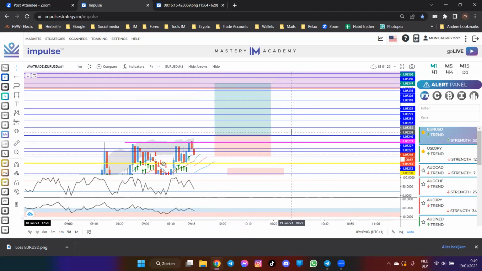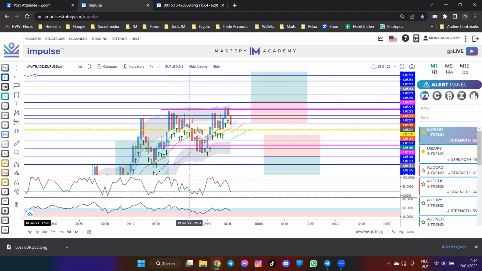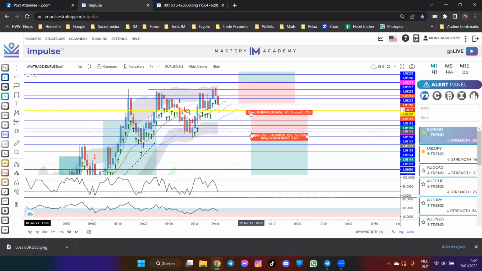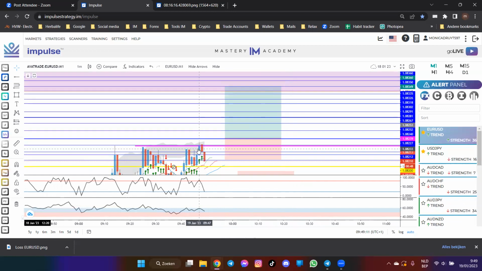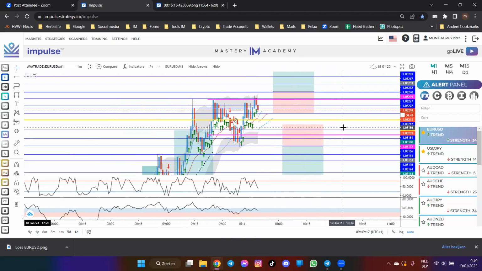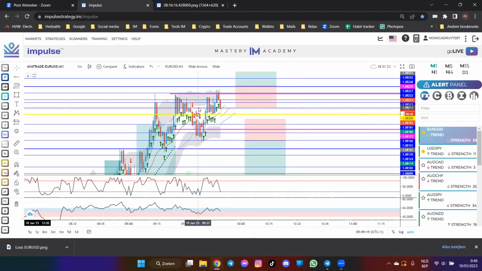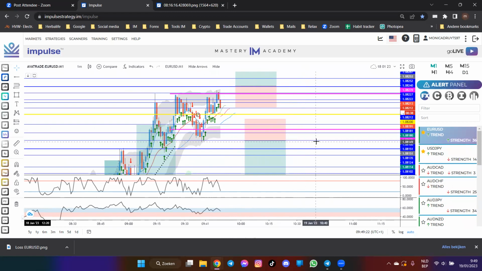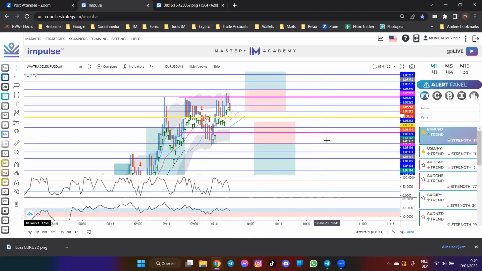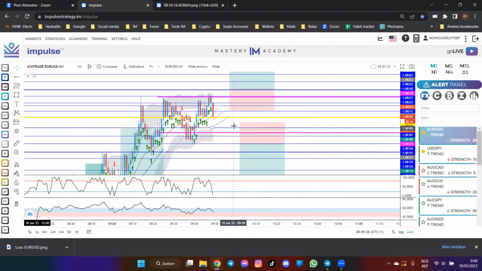But between these zones, you just don't enter. So either it gets valid over here after it rejects this line and it goes down, or it's valid up here when it retests and then shoots up. You see? I plan for the trades. Can I ask, even on the consolidation, you wait for rejection to happen?